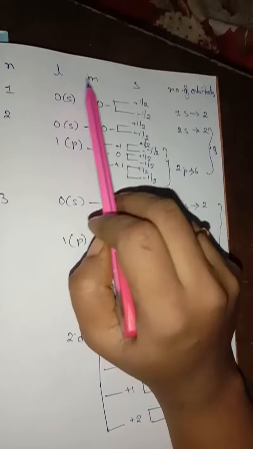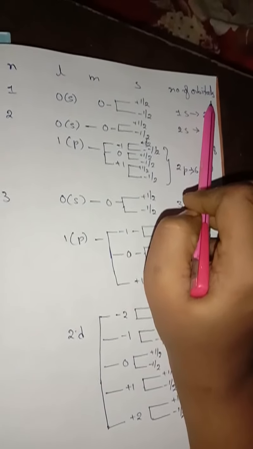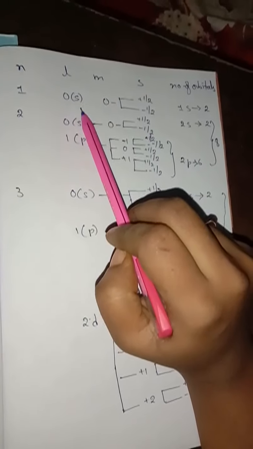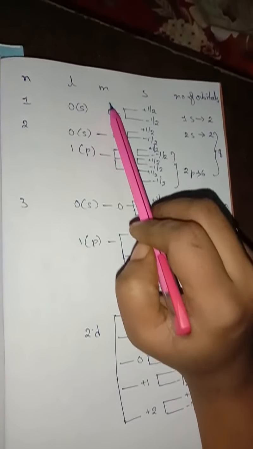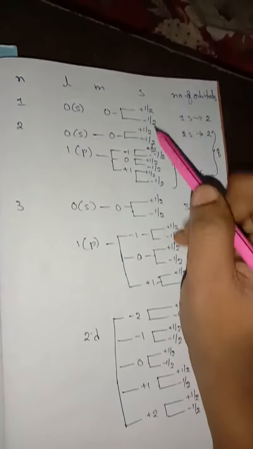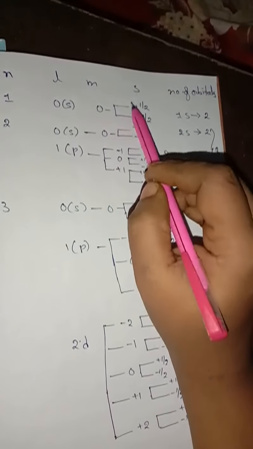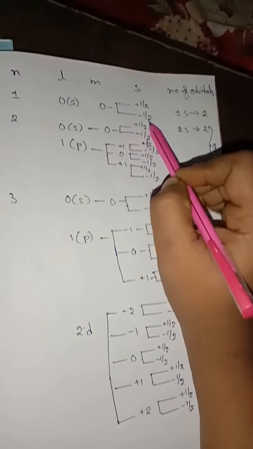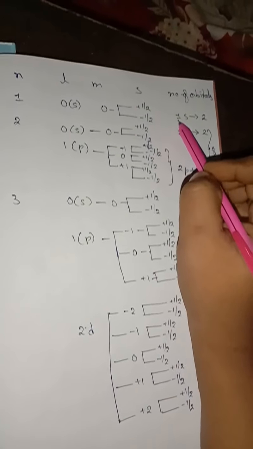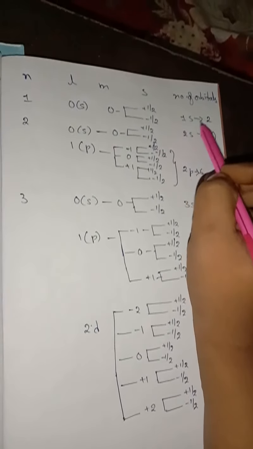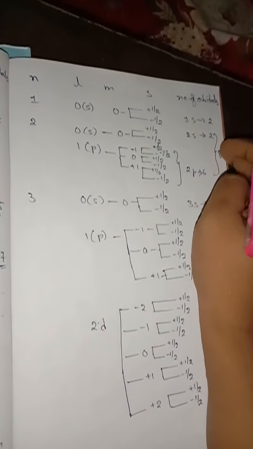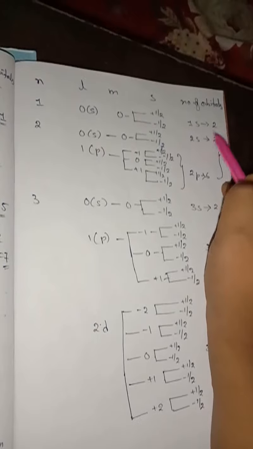So look here, children. Here I have taken n, l, m, s and the number of orbitals. When n equals 1, l equals 0, that means the s subshell. When m equals 0, it has two values, plus half and minus half. The number of orbitals is 1s. How many electrons can 1s accommodate? It can accommodate 2 electrons.